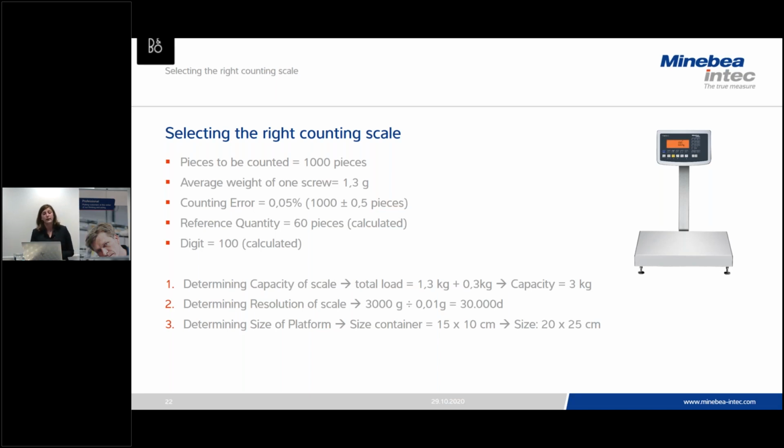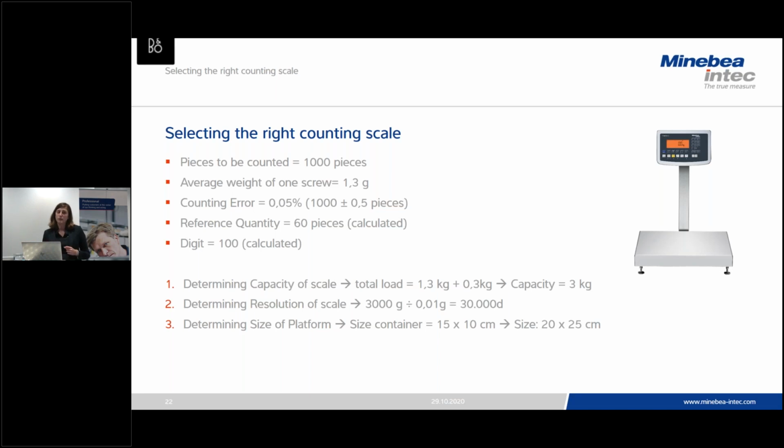So in the first step, when we have set our factors or our bases, we have to determine the capacity of the scale. So we have to know what will be the total load of the scale. So we have the 1.3 gram, which is the total load of the screws, plus, for example, 0.3 gram for a container where it should come in, which makes 1.6 kg. And then you have to choose a capacity where you have a little bit of buffer, so it would be a capacity of 3 gram.